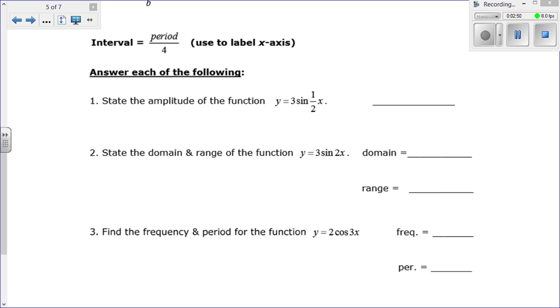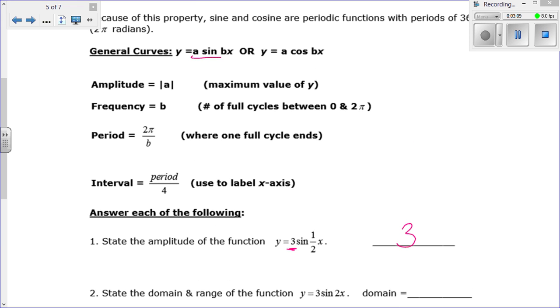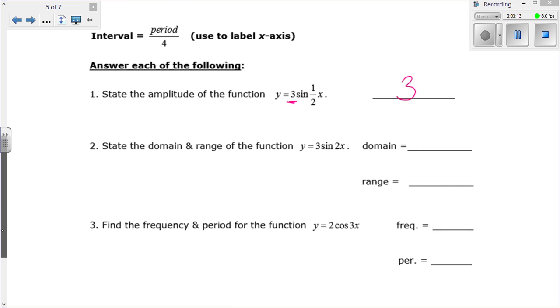Answer each of the following. State the amplitude of the function y equals 3 sine 1/2 x. The amplitude is the a value. The absolute value of 3 is 3. Again, I got that from up above: y equals a sine bx, a is your amplitude, b is your frequency.